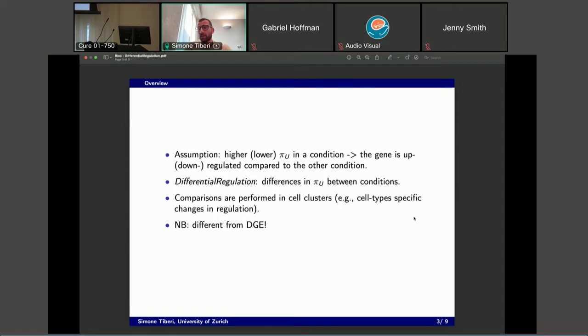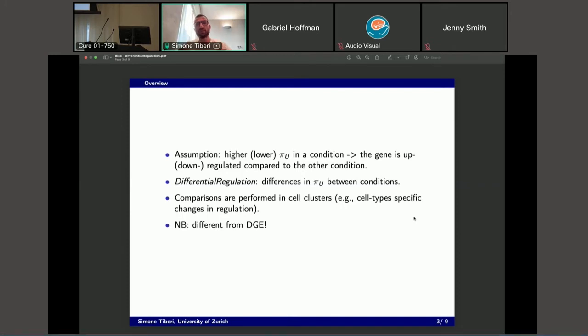Mathematically, the way we identify these genes is by simply not relying on all the assumptions of RNA velocity tools, but by simply looking at the relative abundance of unspliced reads and looking for changes in this relative abundance. Now, since we have single-cell RNA-seq data, we can, of course, cluster cells before we do the analysis so that we identify cell cluster or cell type specific changes in regulation.